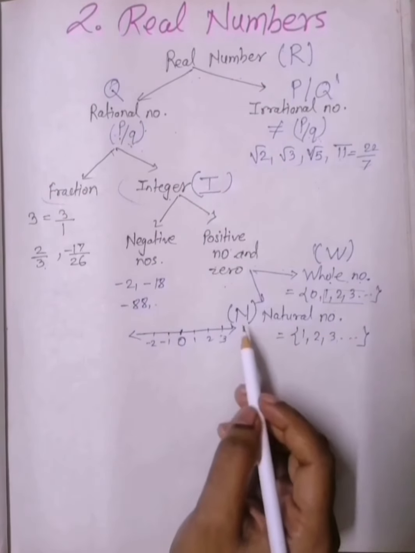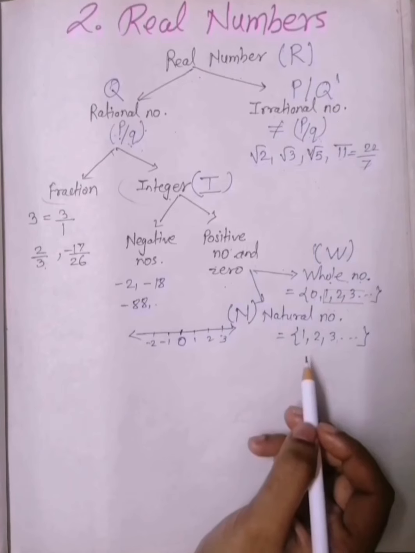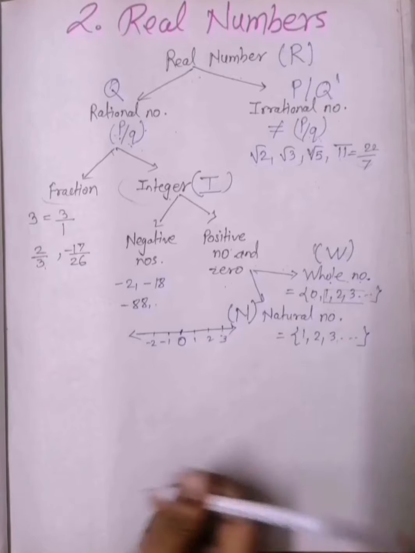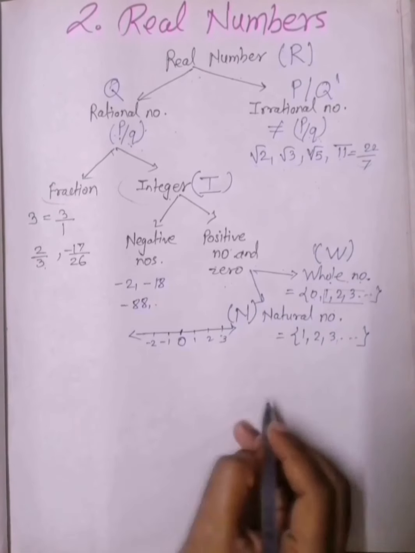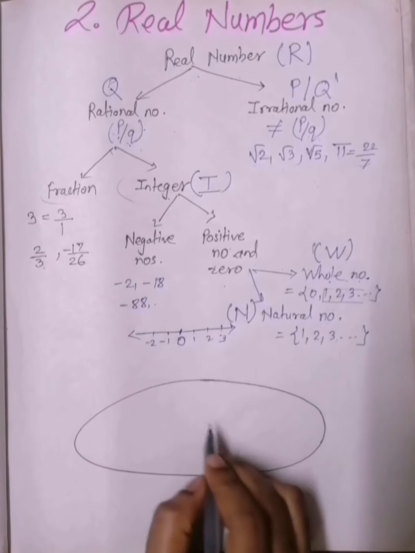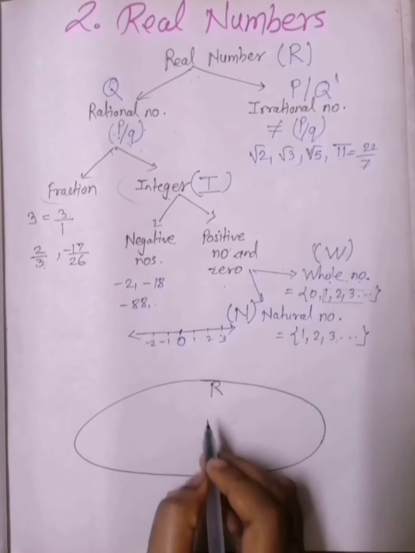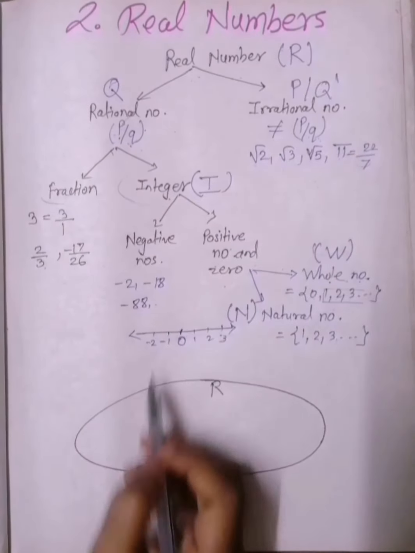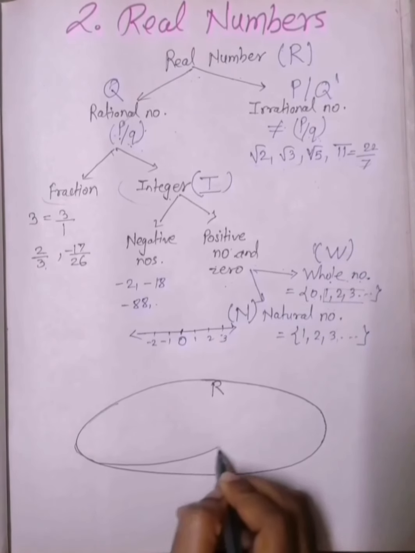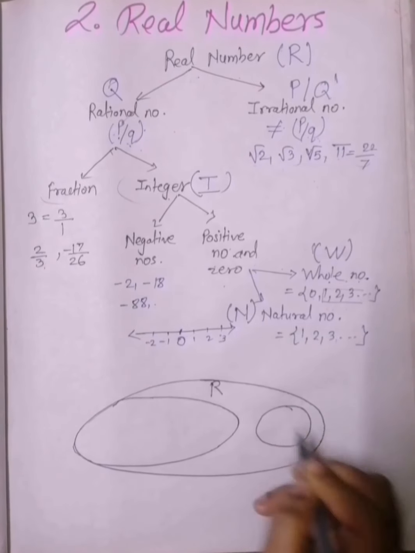Now let's understand this chart, which we explain with the help of a Venn diagram that we learned in our first chapter. Okay, students? Here I draw a Venn diagram with an oval shape. The first one is real number, so this is R. Real number is classified into two, which are rational and irrational. Clear? So the first one is rational and another one is irrational. Clear?